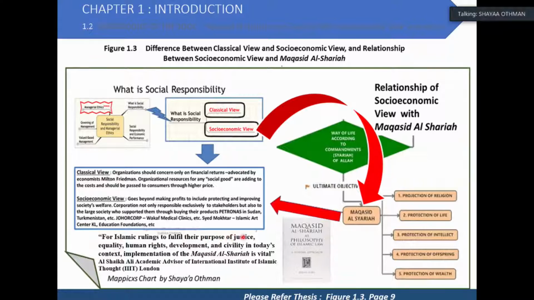People are talking about justice. You're talking about equality. We are talking of human rights. We are talking of development. We talk of civility. In today's context, implementation of maqasid al-Sharia is vital. That is why my PhD thesis relates to maqasid al-Sharia in the application to strategic management, because I think the failures of the world today are that they don't have proper management. And of course, maqasid al-Sharia, as we mentioned, is very important here.